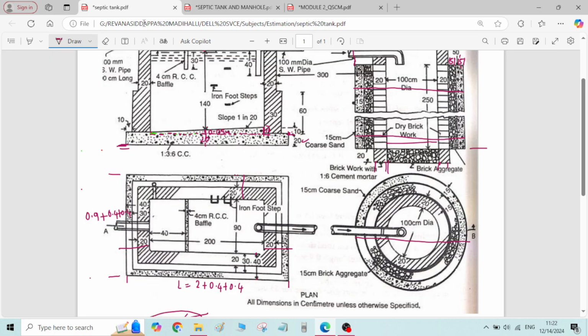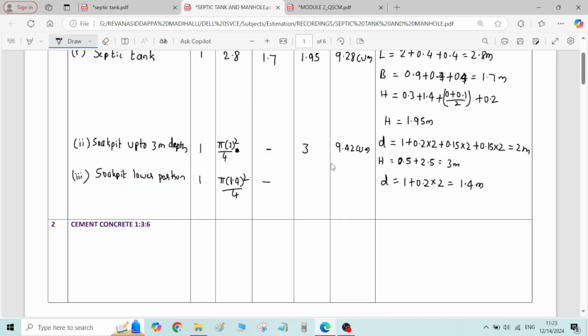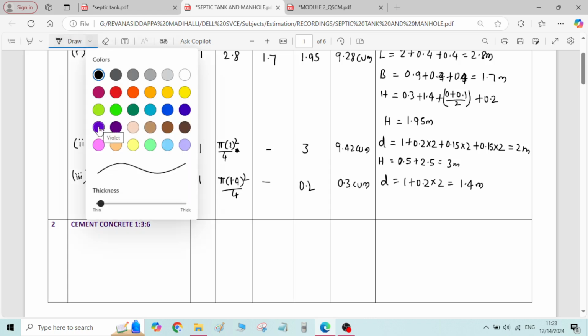Height. What is the height? Lower portion height is given as 20 centimeter, nothing but 0.2 meter. Quantity, if you calculate pi d square by 4, pi into 1.4 square divided by 4 into 0.2, you will get the answer as 0.3 cubic meter.